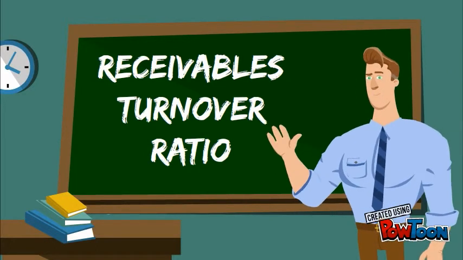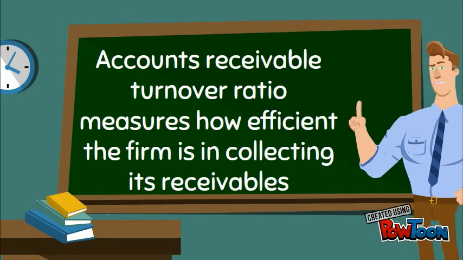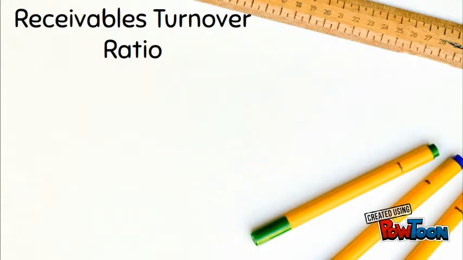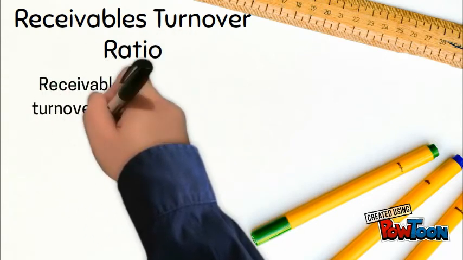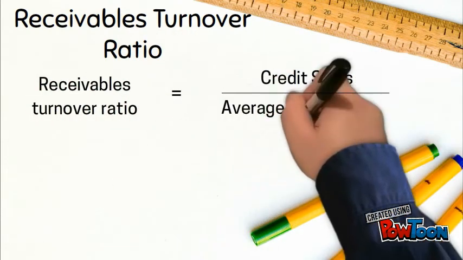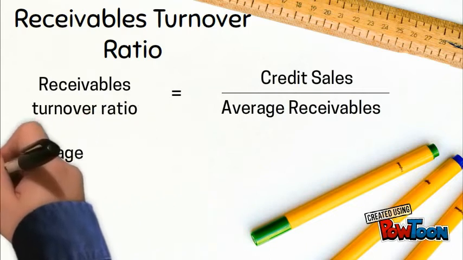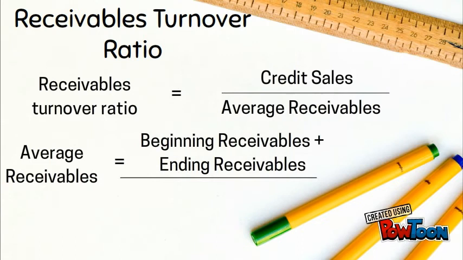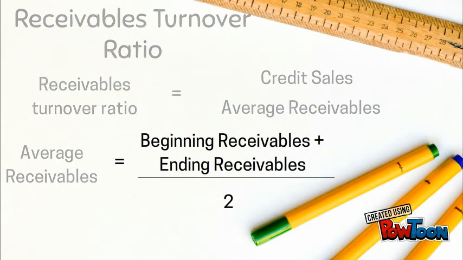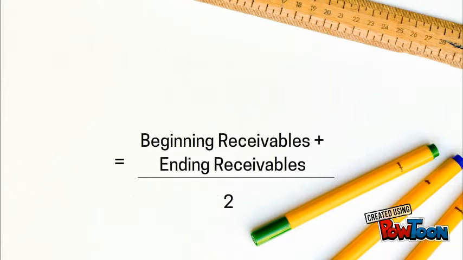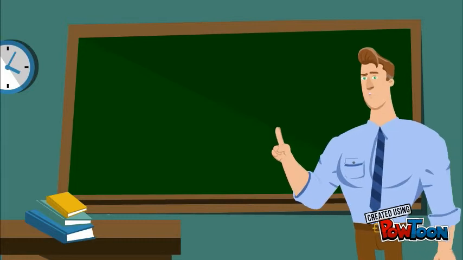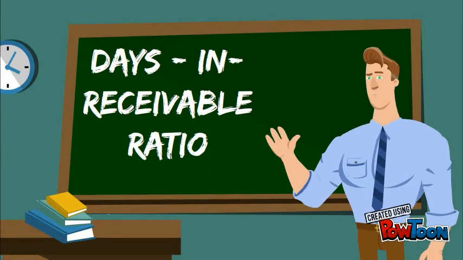Receivables turnover ratio. Accounts receivable turnover ratio measures how efficiently the firm is collecting its receivables. This ratio is calculated by dividing the company's credit sales by its average receivables. To calculate average receivables, you add the beginning receivables and the ending receivables and divide that by 2. Generally, companies would want this ratio to be high as it indicates that the company collects its receivables more frequently throughout the year. However, sometimes the receivables ratio is difficult to interpret, so it is converted into the days in receivables ratio.